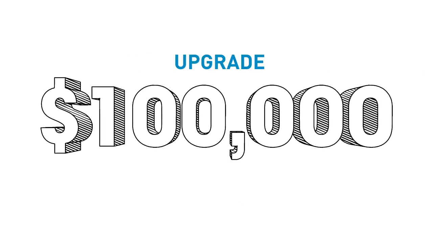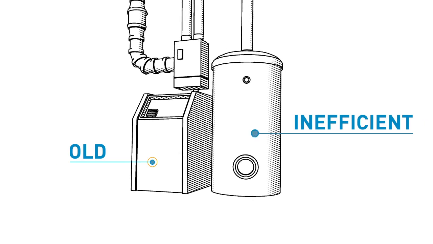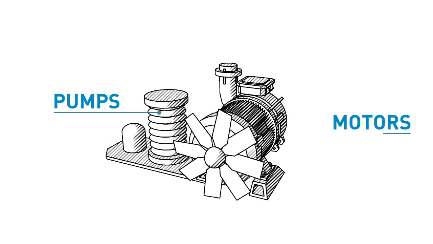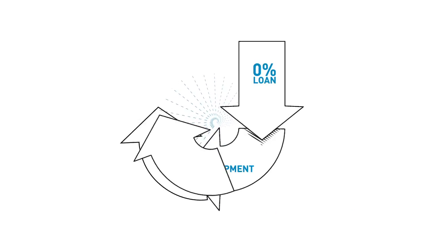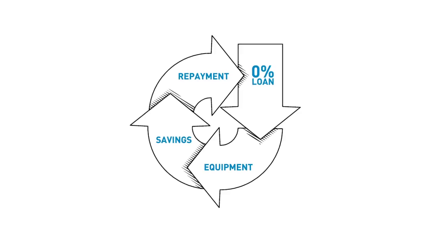Get between $5,000 and $100,000 to upgrade or replace old, inefficient, and rundown heating and cooling systems, pumps and motors, refrigerators, even new agricultural irrigation systems, so you can get the benefits of better equipment and reduced energy use.